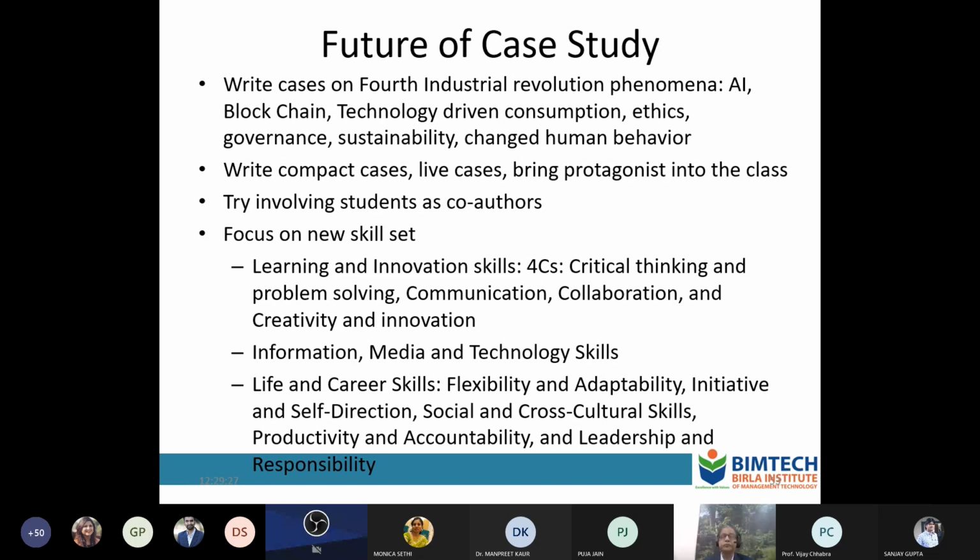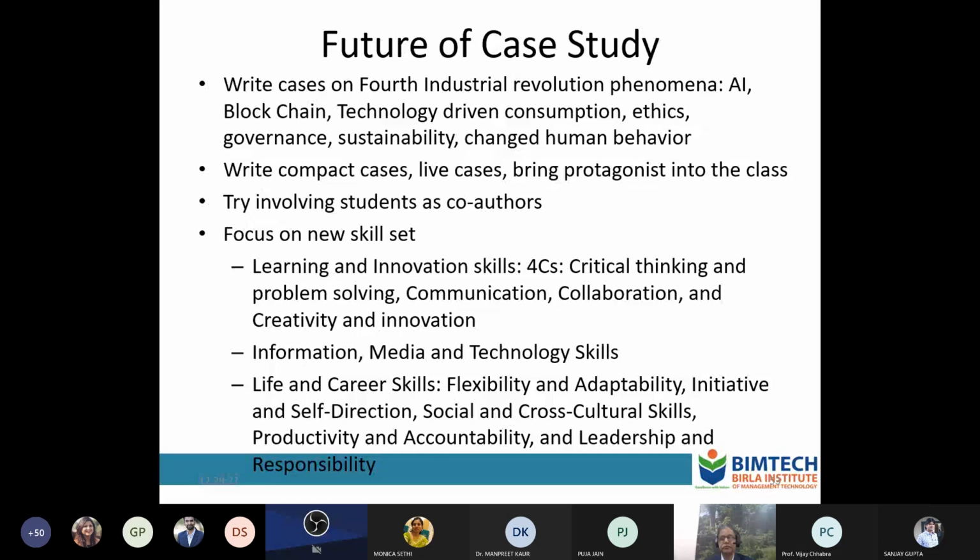And second, the skill set is expanding. It is no longer only critical thinking. Critical thinking has to be there. You cannot escape from critical thinking. But along with that, two other skill sets must be present in a student. Information, media, and technology skills. They must be technology savvy. They must be information savvy. They must be media savvy.